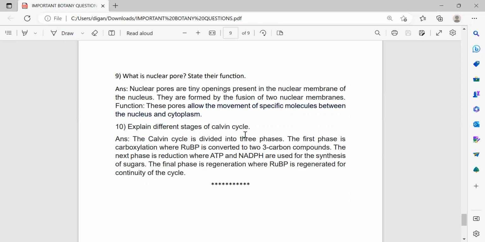Explain different stages of Calvin cycle. Calvin cycle is divided into three phases. First phase is called carboxylation, where RuBP is converted to a three carbon compound. The next phase is called reduction, where ATP and NADPH are used for synthesis of sugar, and the final stage is regeneration, where RuBP is regenerated for continuity of the cycle.